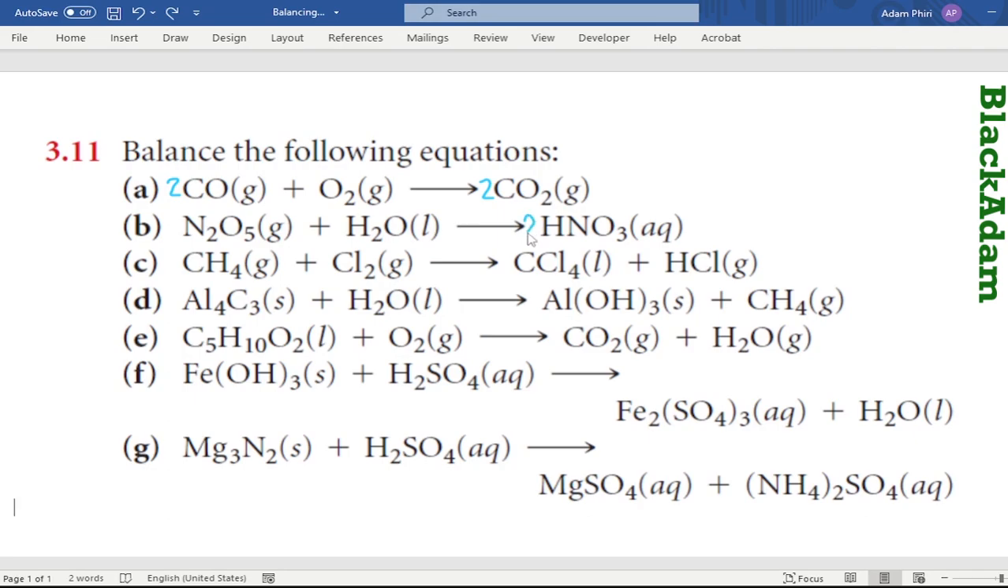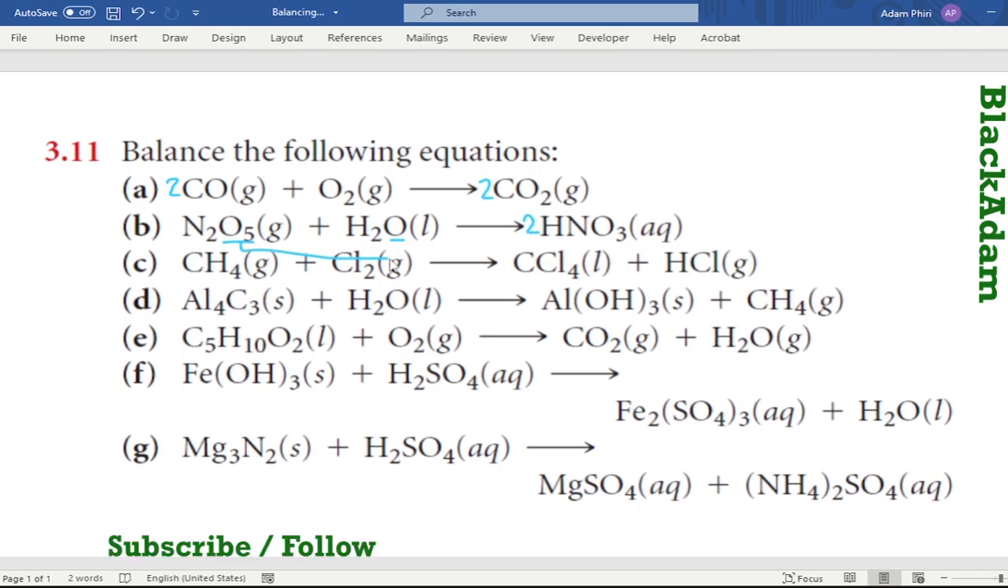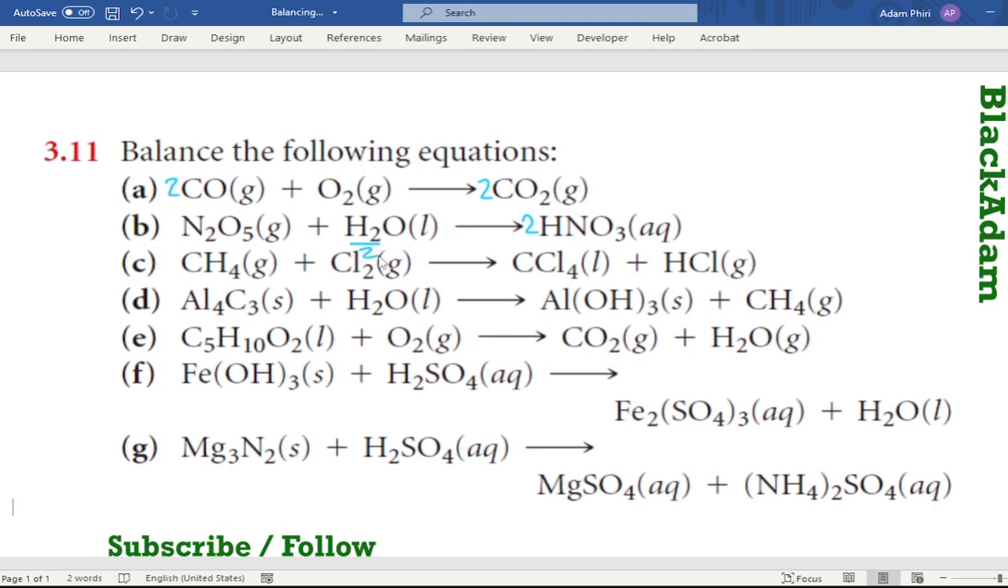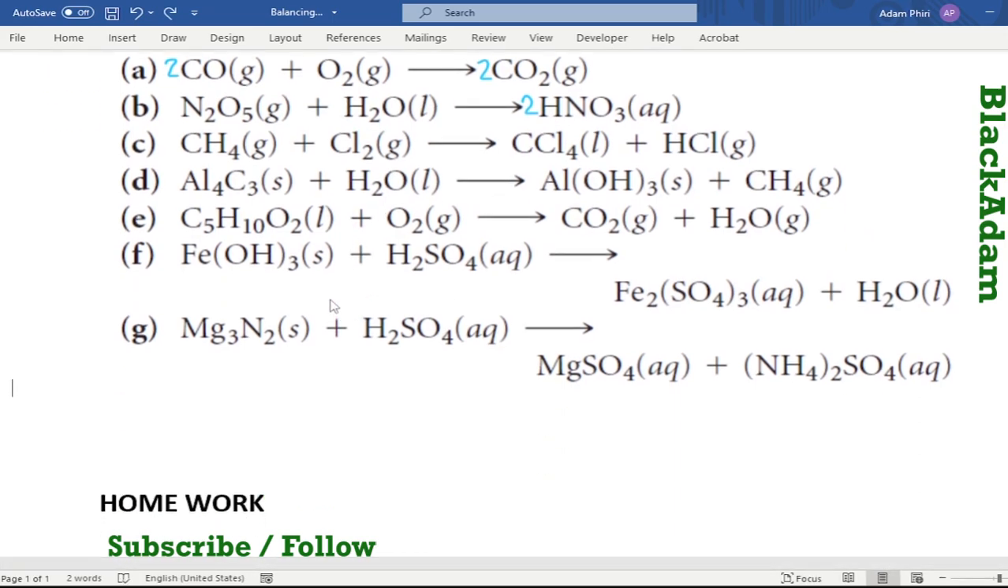And nitrogen is 2, then on the other side is 1, we multiply by 2. And then we have oxygen, which is 5 plus that 1 is 6, and then 2 times 3 is 6. So everything is balanced, all the elements. Hydrogen 2 and then 2 on that side, so everything is balanced.